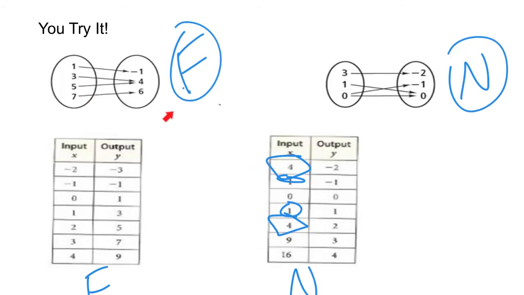And then the next one, on these input-output diagrams, this one was a function because each input gets used 1 time. 1 matches up here, 3 matches up here, 5 matches up here, 7 matches up here. This one was not because the input of 0 gets used twice. That means 0 would exist 2 times in our set, and that can't happen. This table was a function because all the inputs are different. This one was not because 1 repeats and 4 repeats.